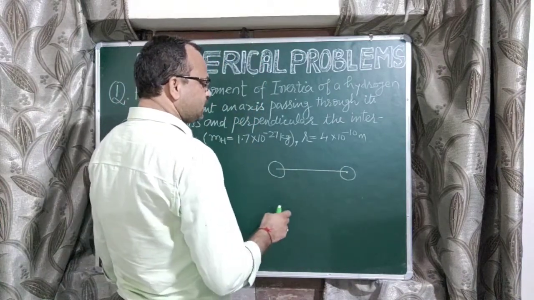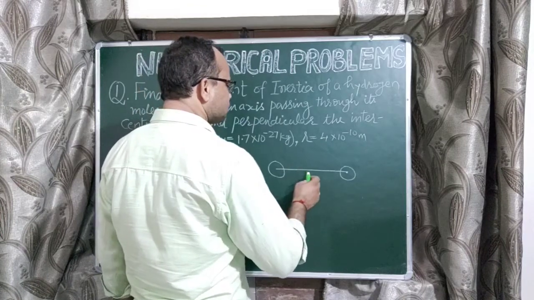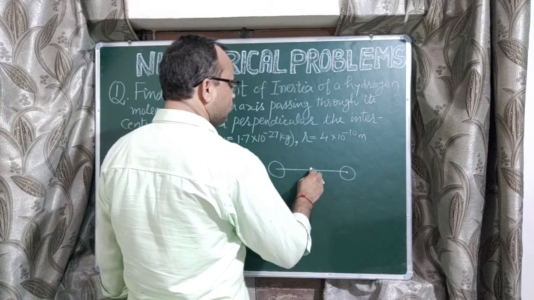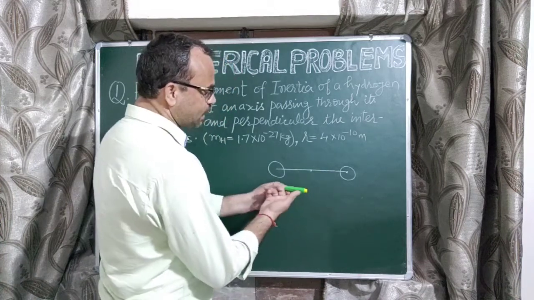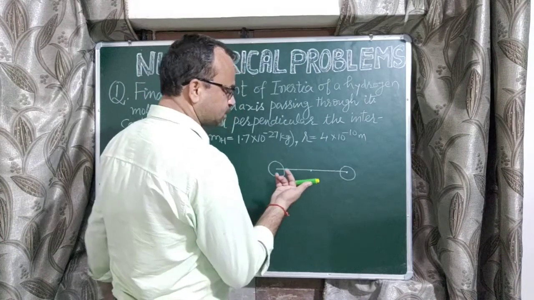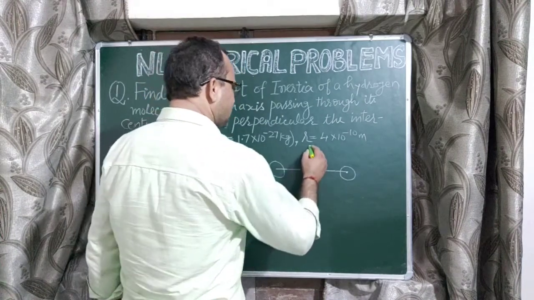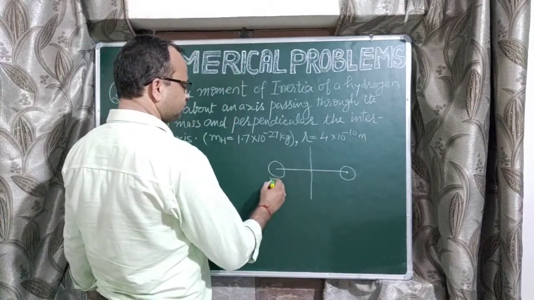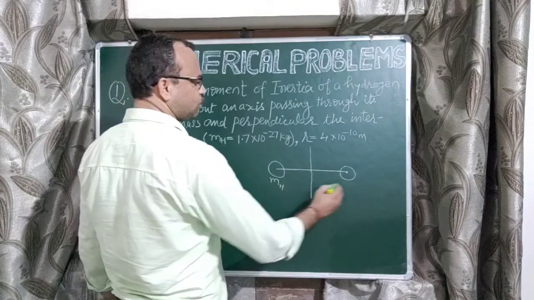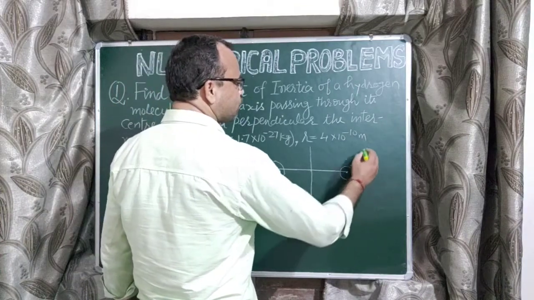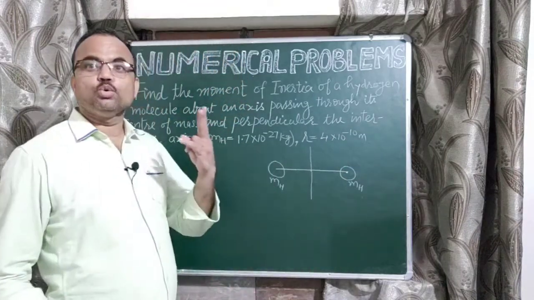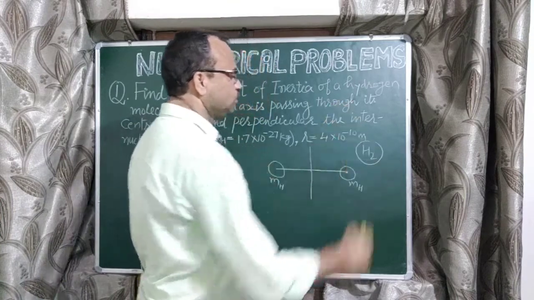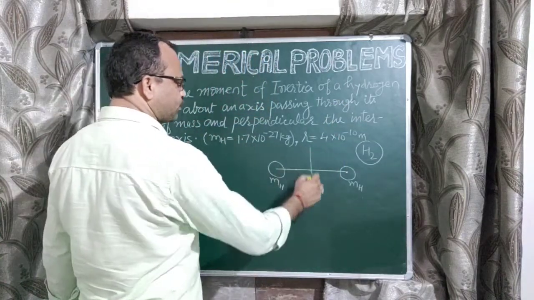The condition is that the axis of rotation should pass through the center of mass. Center of mass is a point where the whole mass of the system, suppose it balances at this point, like this, right? And the axis passes through this point. Suppose the mass of a hydrogen atom is mh. Because in a hydrogen molecule there are two atoms, this is the hydrogen molecule. The axis passes through the center of mass.